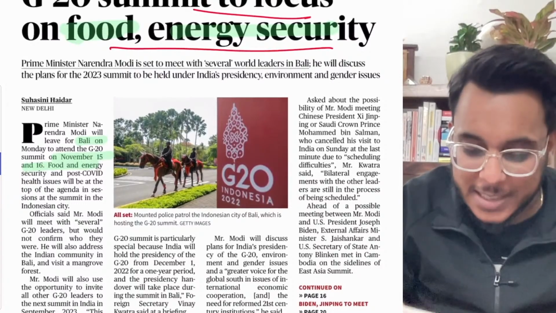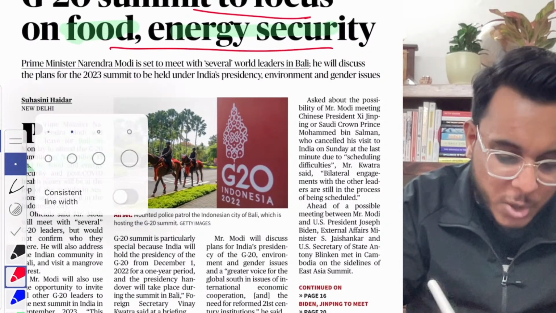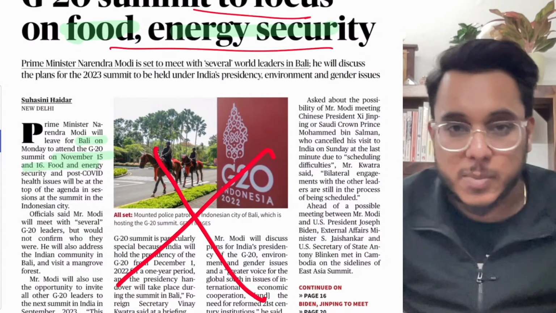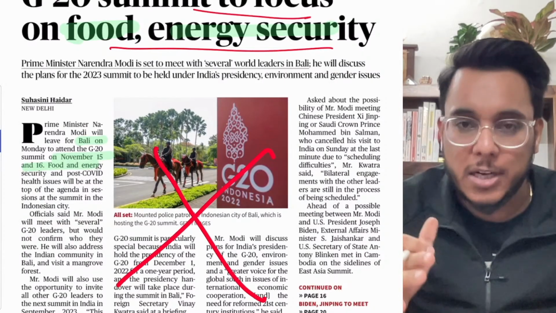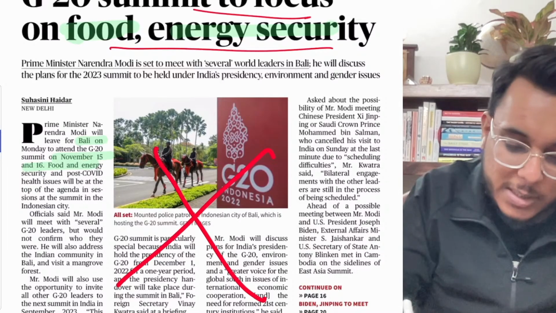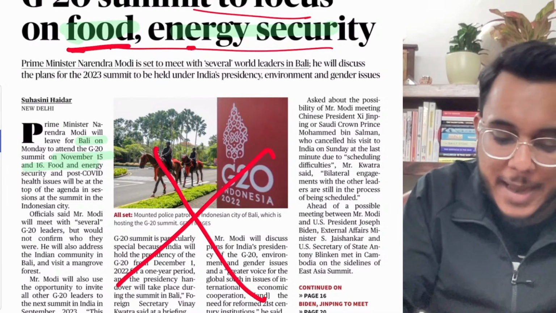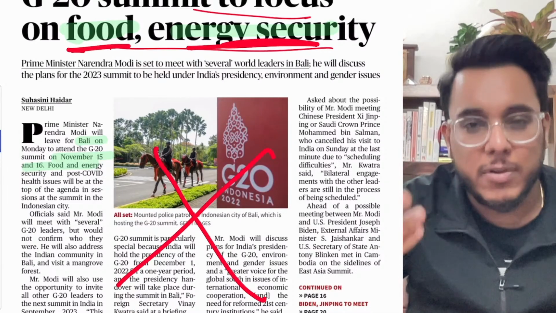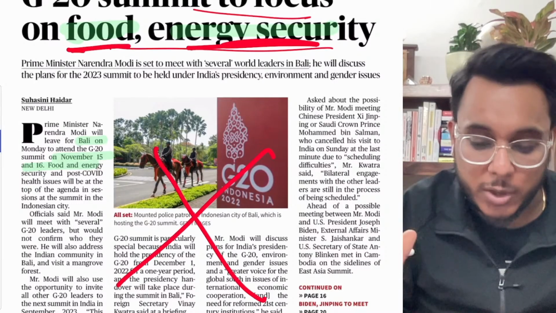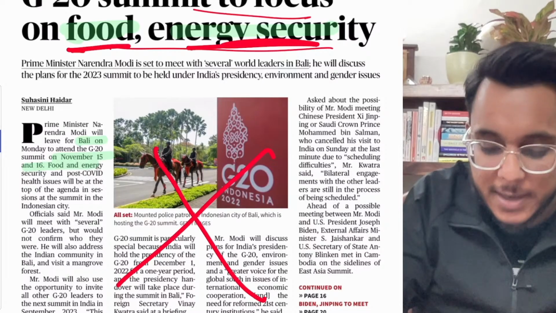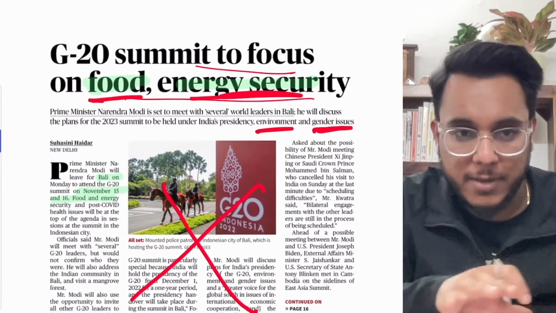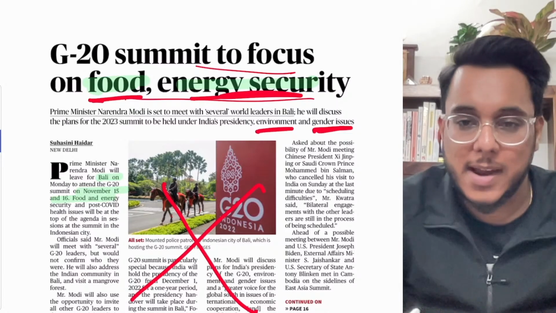Now understand this particular thing. Right now you are not required to go too much into this article. Why? Because from tomorrow the summit will start, and as the summit goes on, we'll see what will happen. Right now the Prime Minister will be focusing on food security and energy security, and next year we will become the president. After December, India will become the president of the G20, and when India becomes the president, India will be focusing on environment and gender issues. So as this summit happens, we'll see what is happening there. That is all about it.